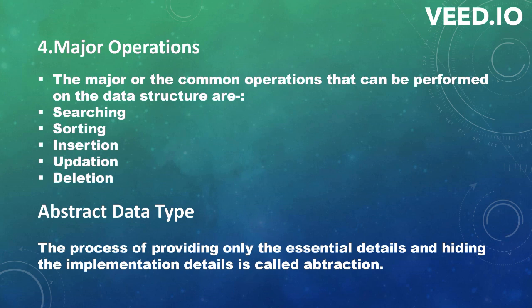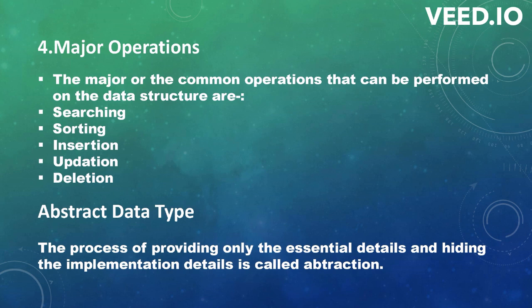Searching is where you search for a particular element in a data structure, and sorting is where you sort the data elements in the data structure according to your wish, that is, either ascending order or descending order. Insertion is where you insert a new element into a data structure. Updation is where you replace an element with a new element. And deletion is where you remove an element from the data structure.